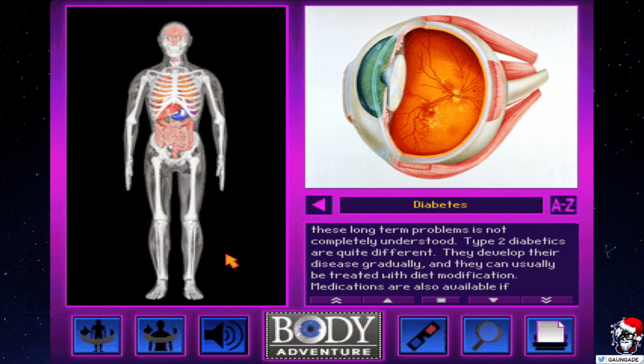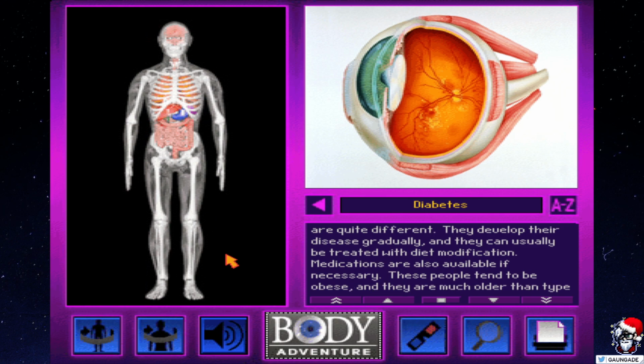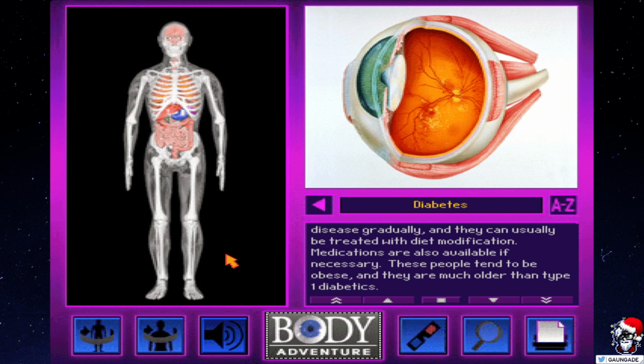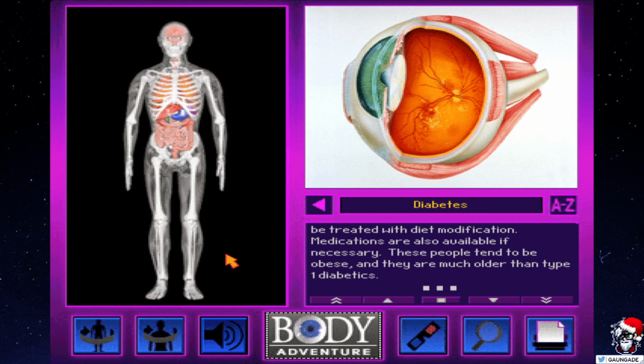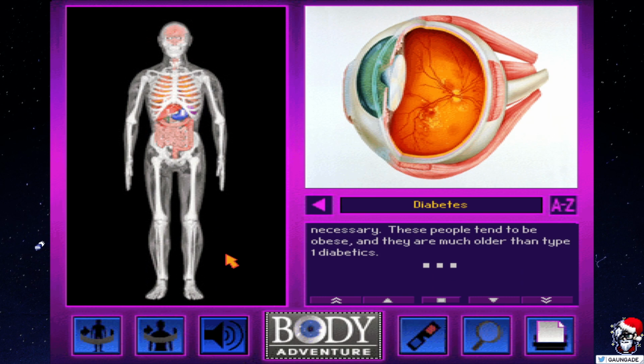Type 2 diabetics are quite different. They develop their disease gradually, and they can usually be treated with diet modification. Medications are also available if necessary. These people tend to be obese, and they are much older than type 1 diabetics.